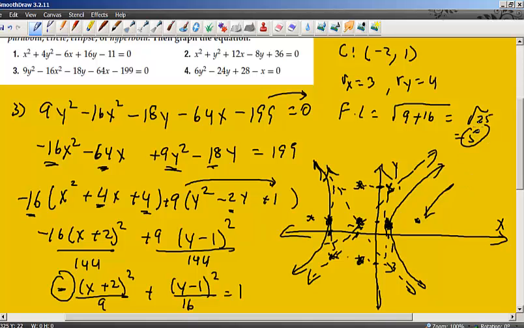Okay, and my focal length is 5. So I started with this, which is negative 2. So if I go 5 units right, it would be negative 2 plus 5, which is 3, comma 1. And then this point would be negative 2 minus 5, which is negative 7, comma 1. And that's it.